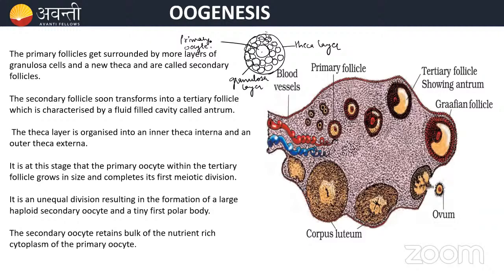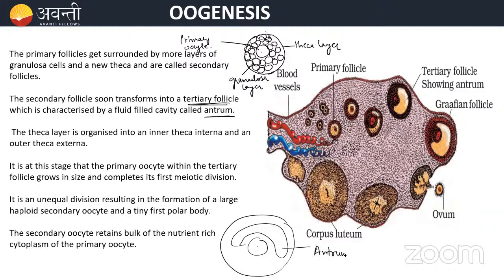Now this secondary follicle is transformed into the tertiary follicle. And this tertiary follicle has a cavity which is known as the antrum. And the theca, which is formed in the secondary follicle, gets differentiated in the tertiary follicle as theca externa and theca interna.